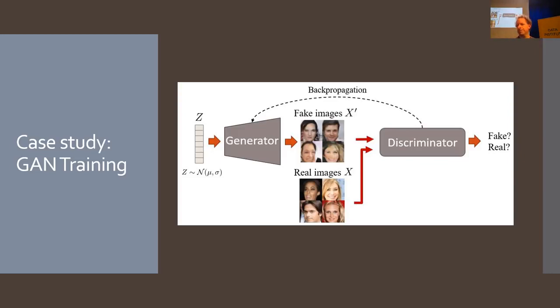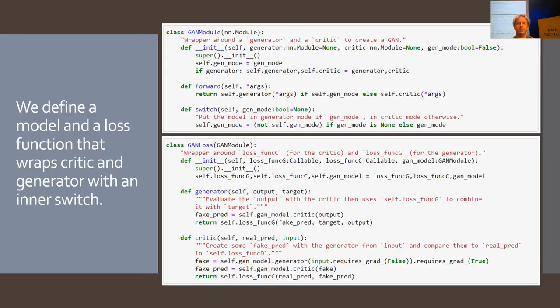So for example, how did we do GANs last course? Behind the scenes, we created a GAN module. It was ridiculously simple. It had a forward method that just asked, are you in generator mode or not, where not means discriminator mode. If you're in generator mode, call the generator, otherwise call the critic. And then there's a function called switch that just changed generator mode backwards and forwards between generator and discriminator.